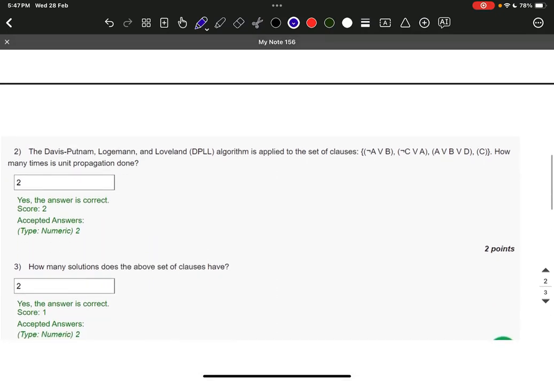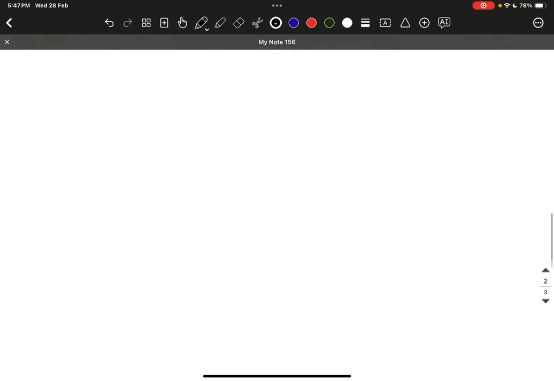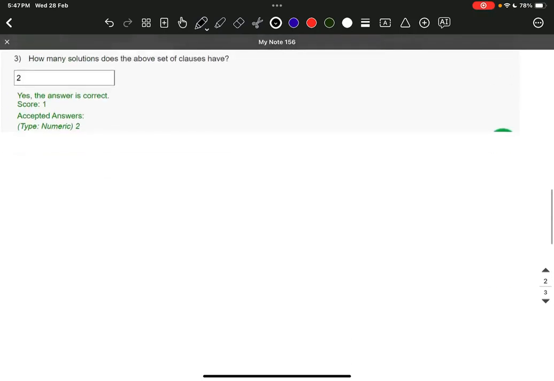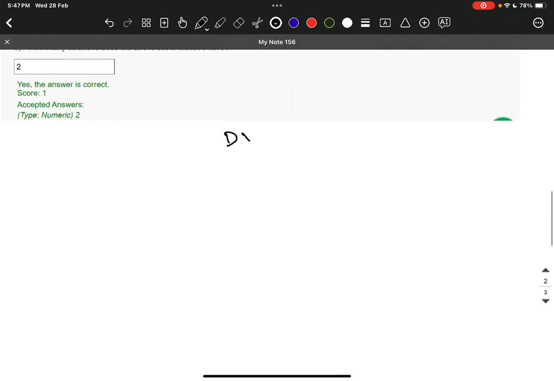This is actually a practice assignment question, and then we will be solving the real assignment question. So first let us understand what this DPLL is, and it's a very easy algorithm, I'm telling you. This is a very easy algorithm, DPLL.